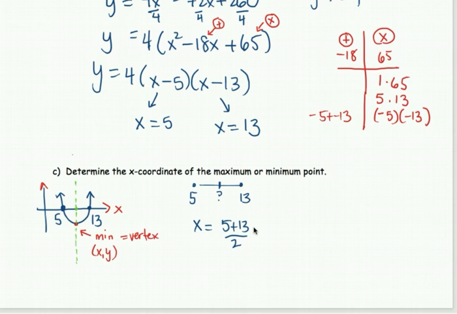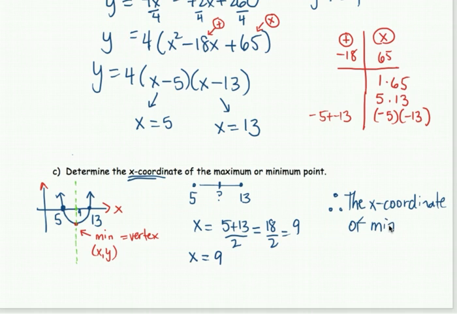So 5 plus 13 is 18, and you divide by 2 is 9. So the x value that's right here is 9. And that's the x value of the minimum or the vertex, or you can call it the x-coordinate. So therefore the x-coordinate of the minimum point is 9.